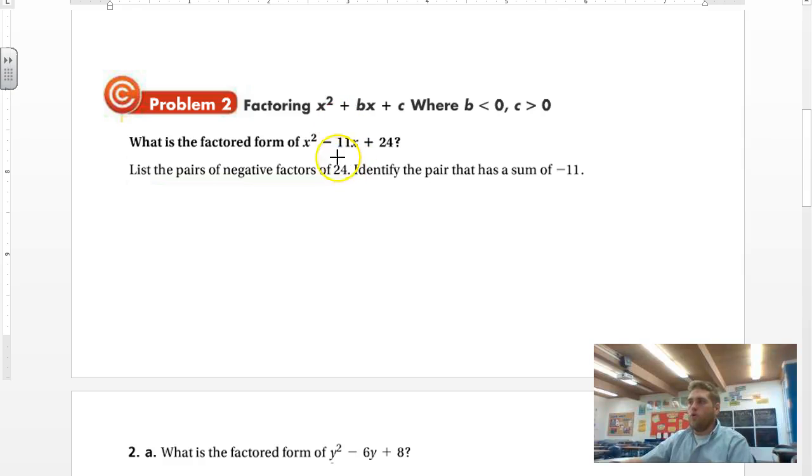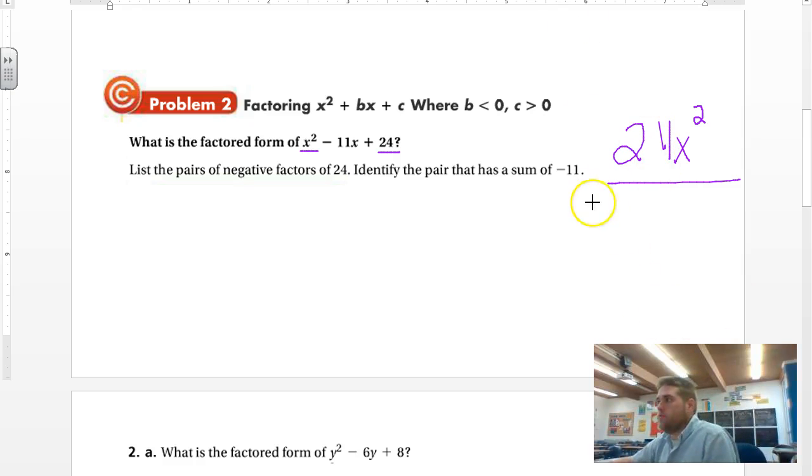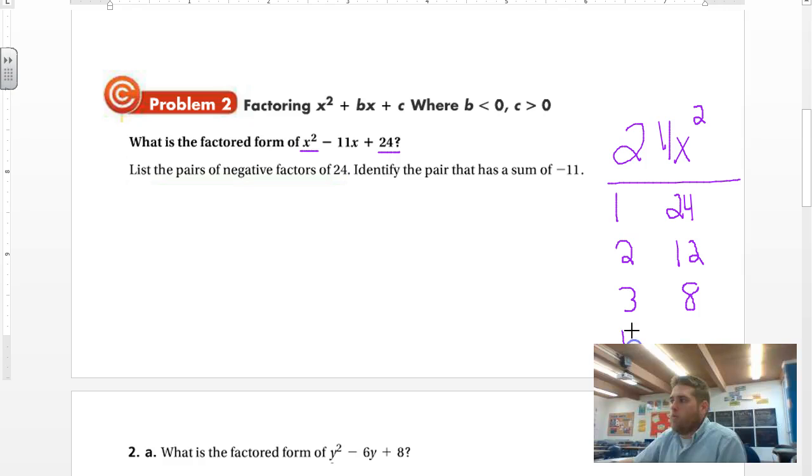okay. What is the factored form of x squared minus 11x plus 24? Okay, so once again, just like we did. So we had 24. What in the world is going on now? My mouse is being a little jumpy. Okay. So that's a 24. I apologize if you can't see that. So we have 1 and 24. We had 2 and 12. We have 3 and 8. And we have 4 and 6.